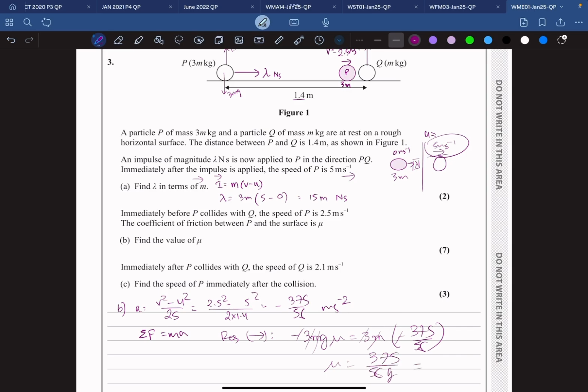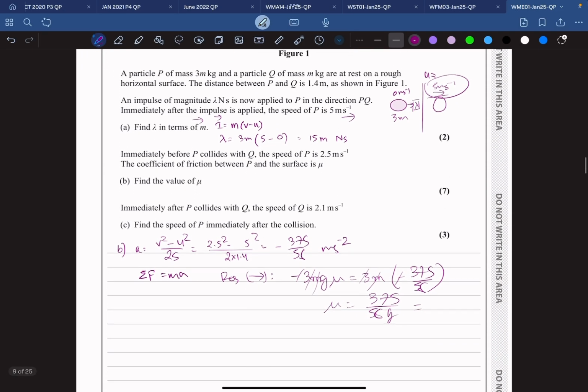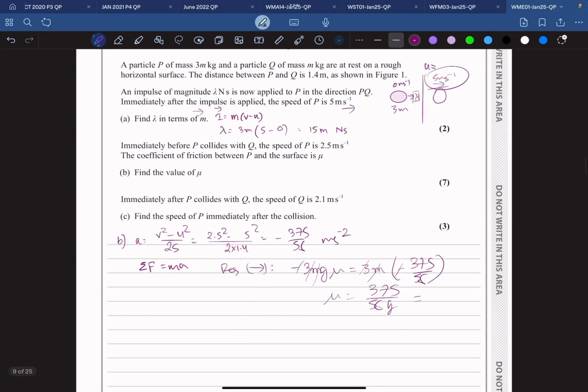Yeah, that's it. Now, of course, we're not going to keep it like that. It's best if we give mu to 3 significant figures. So we're going to put this into the calculator: 375 divided by 56 and 9.8. That gives us 0.683. That should be our answer.